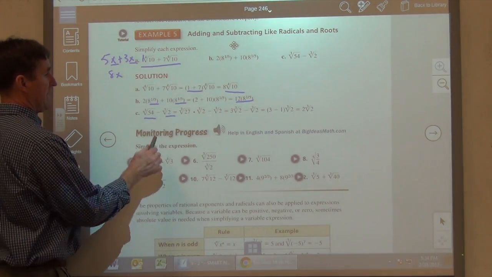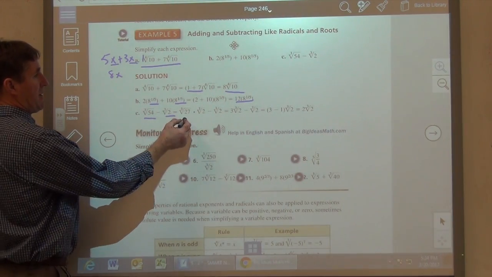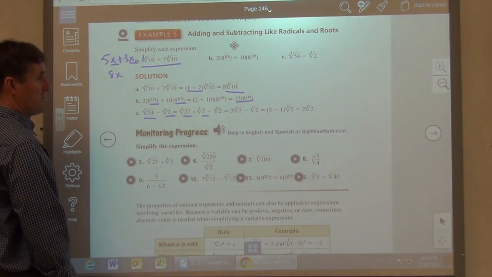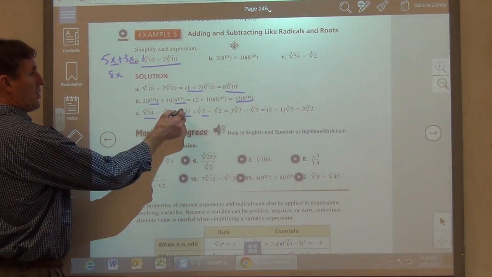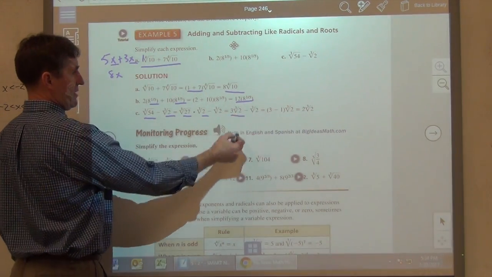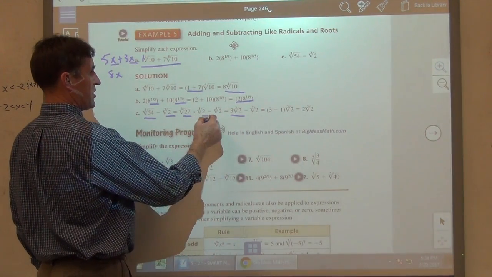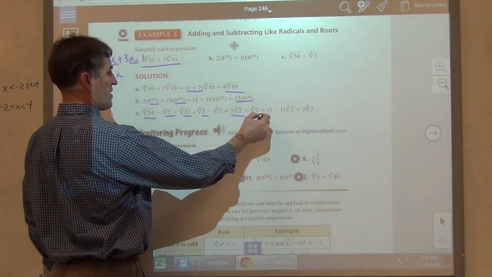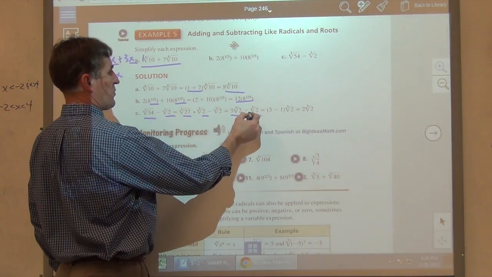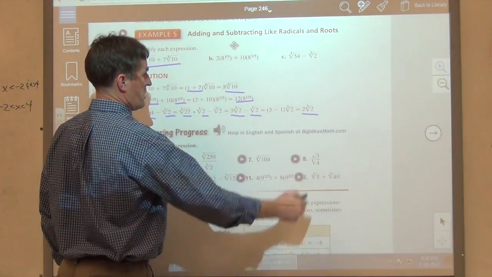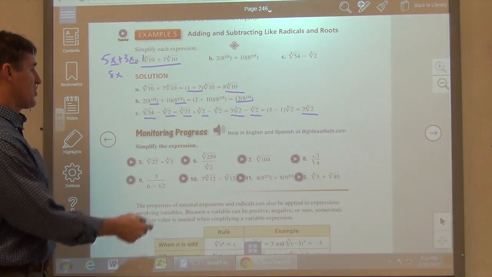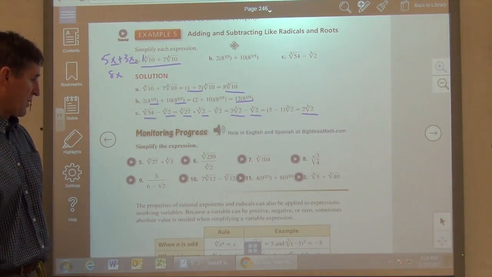So they took this 54, and they broke it down into 27 times 2. The cube root of 27 is 3. And then we have the cube root of 2, and then minus the cube root of 2. So now these are the same. So 3 minus 1 is 2 cube root of 2. So on a lot of these, you're going to have to simplify them first.